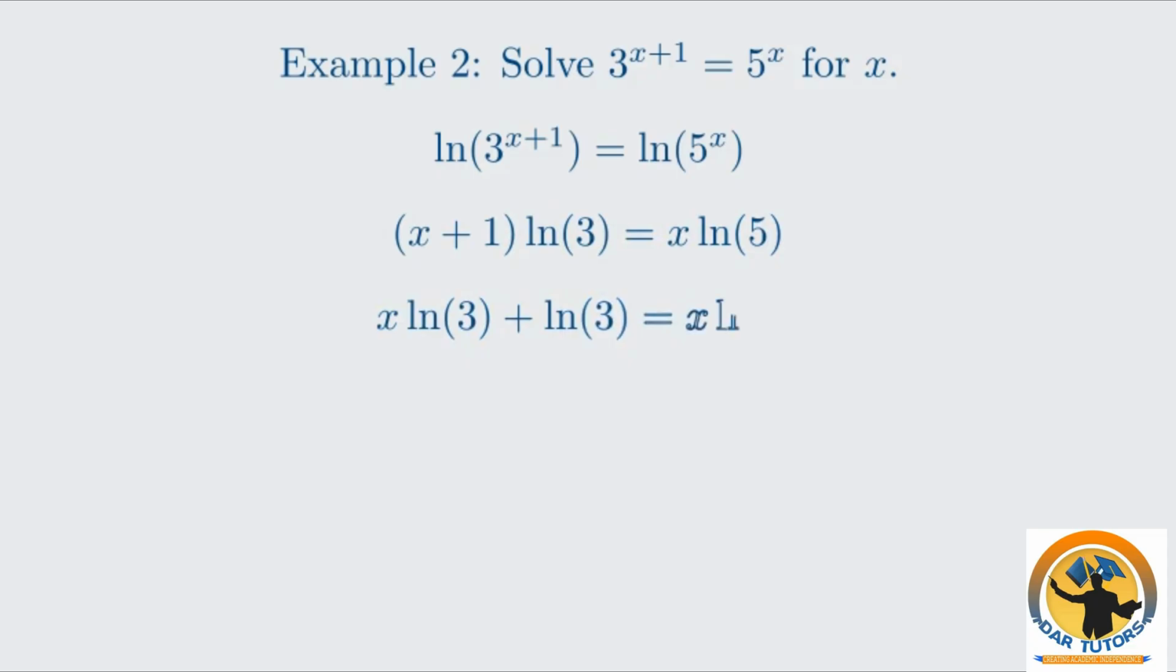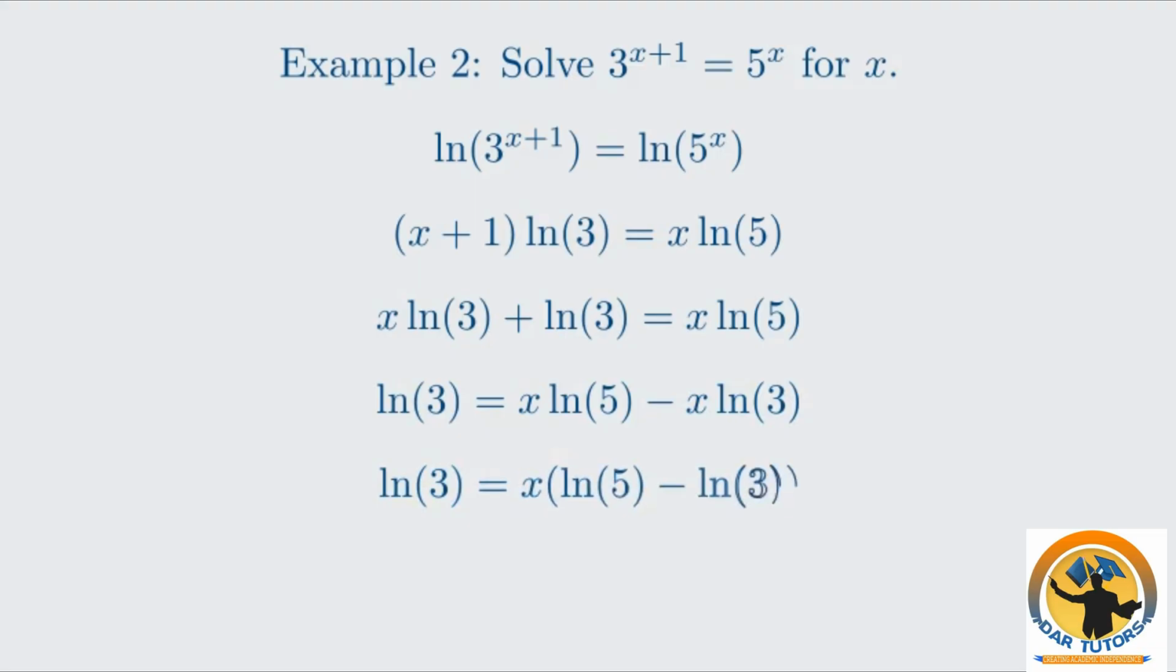First, distribute ln 3 on the left side. Next, gather all the terms containing x on one side. Let's move x ln 3 to the right side. Factor out x from the terms on the right side. Finally, divide by the coefficient of x to solve for x.